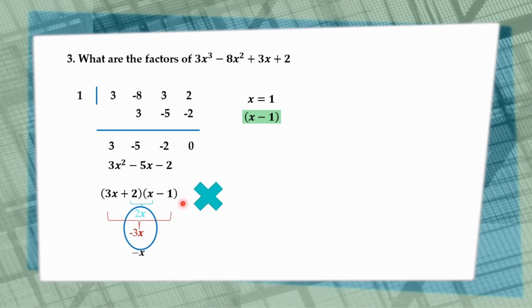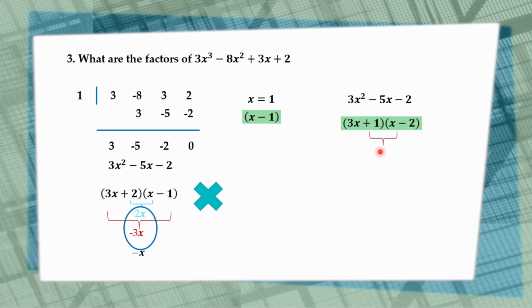Therefore, 3x plus 2 and x minus 1 are not factors of the given polynomial. So let's try other factors of the first term and the last term. So using the same polynomial, 3x squared minus 5x minus 2, the factors of 3x squared are 3x and x. The factors of negative 2 are positive 1 and negative 2.